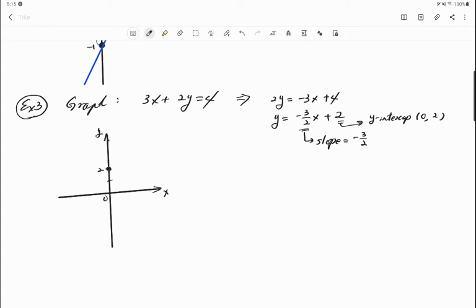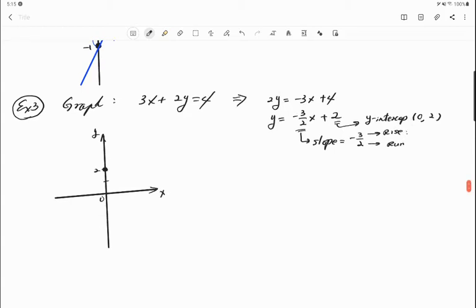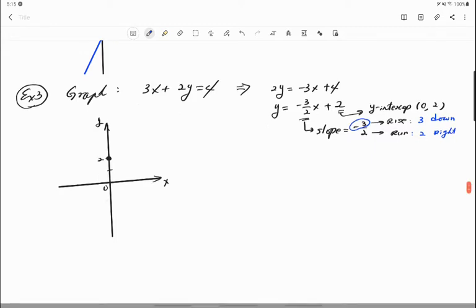So we are here. And then the slope. So this is the rise, right? And this is the run. So the rise means negative 3, isn't it? So we can move 3 units down. And the run is 2 units right. Okay, so move 3 units down.